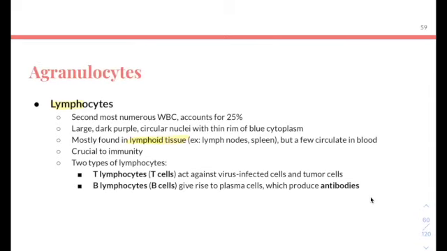We have two different kinds. We have T cells or T lymphocytes and B cells or B lymphocytes. T lymphocytes go after viruses and tumors. B lymphocytes help to produce antibodies that'll fight different viruses and bacteria.